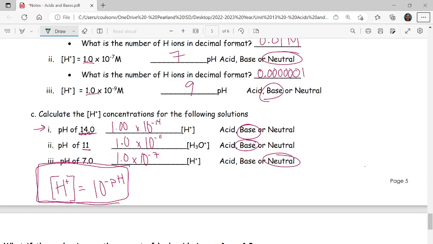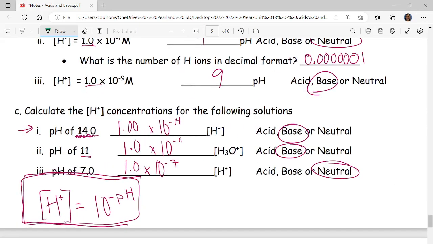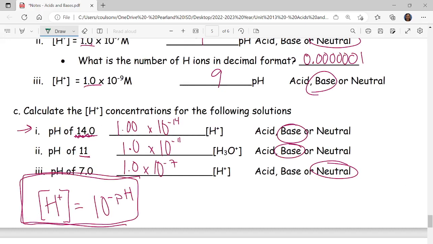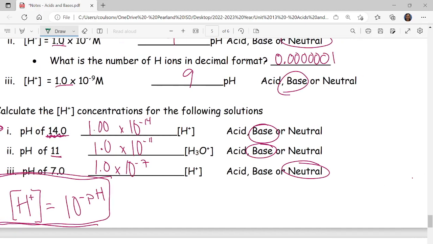On this bottom portion, I just wanted to go over real quick what happens if your pH is not a nice, neat number. So I'm going to, off to the side, do some really similar problems where you have to actually use your calculator and not just go based on the pattern.